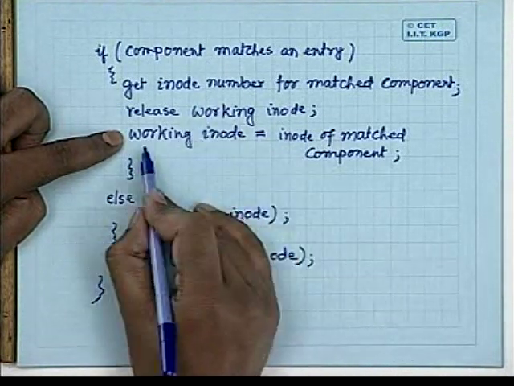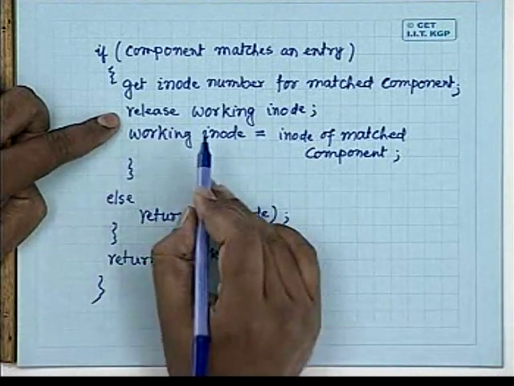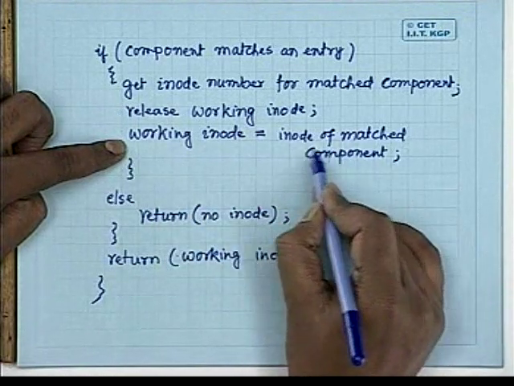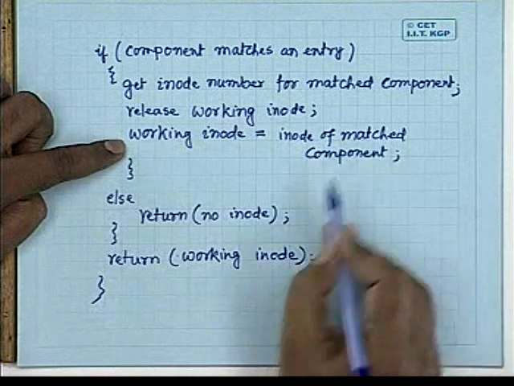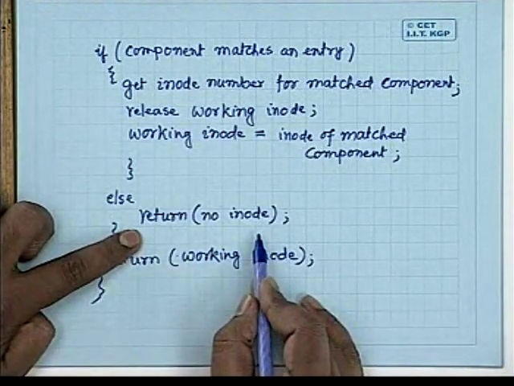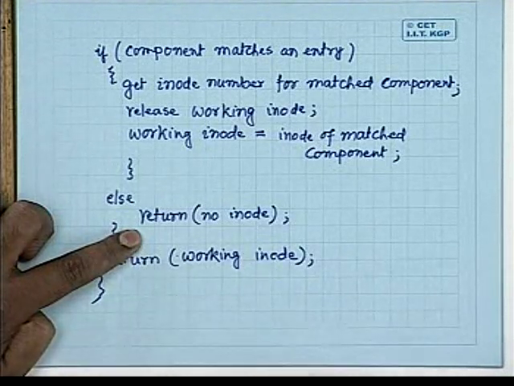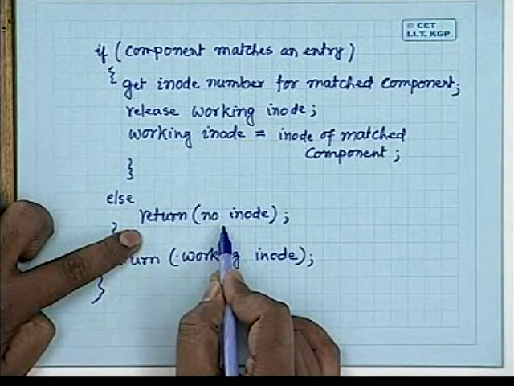Okay. And for making this the working inode, the previous working inode has to be released. So we release the previous working inode and make this the working inode, the inode of the matched component in the directory. And if there is no match, that means the path name which has been given is wrong. There is no inode corresponding to the path name component that has been specified. So you return with no inode.